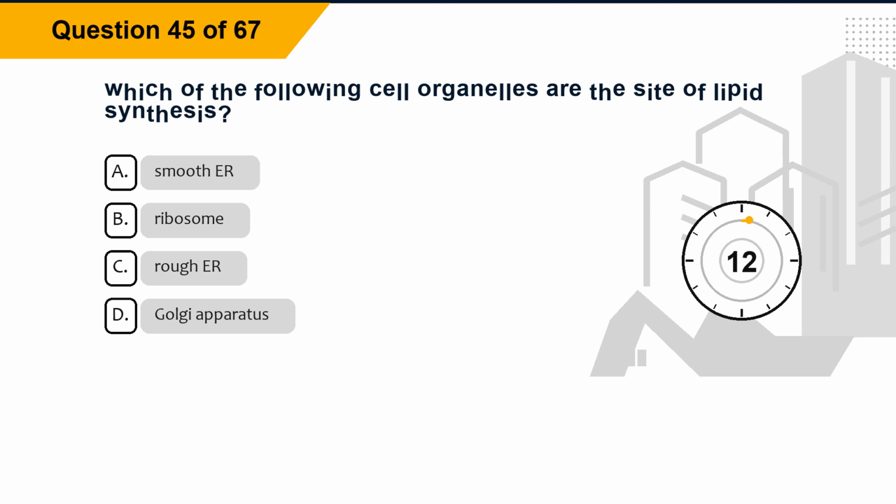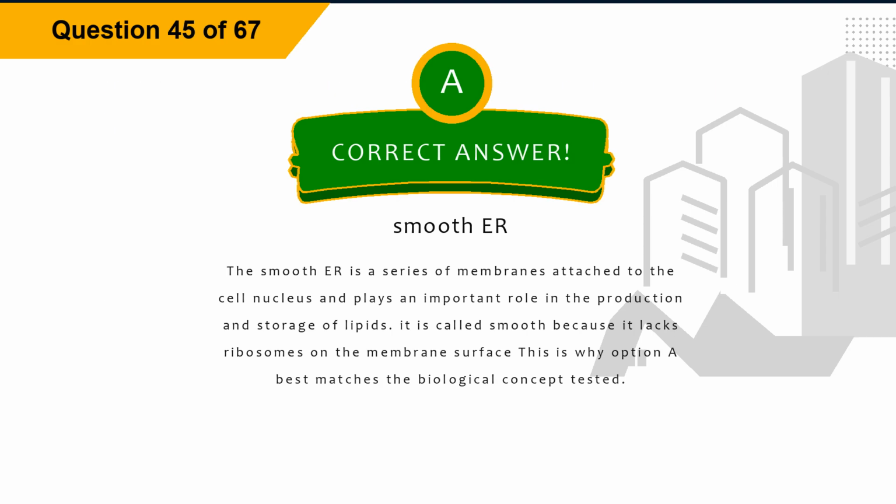Question 45. Which of the following cell organelles are the site of lipid synthesis? Option A, smooth ER. Option B, ribosome. Option C, rough ER. Option D, Golgi apparatus. The correct answer is option A, smooth ER.